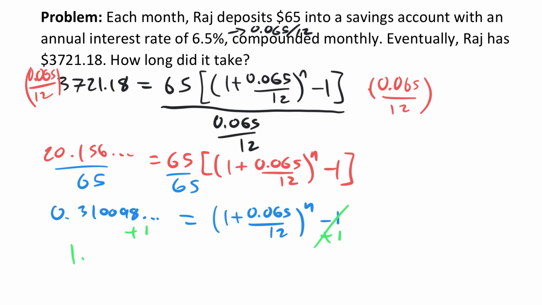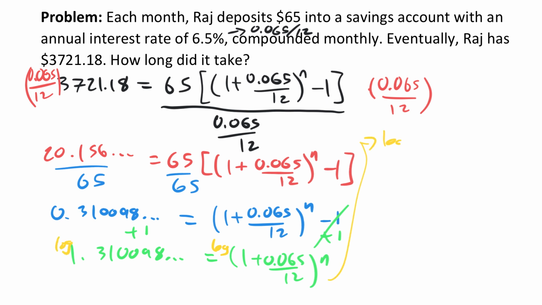So I get 1.310098 and so on equals 1 plus 0.065 over 12 to the n. Oh, make sure we don't lose a 0 there. Then I'm going to log both sides. So that's going to give me log of this really large number. So I'm probably going to need the answer key on my calculator. And that's going to have to be divided by log of 1 plus 0.065 over 12. That's going to be n equals.